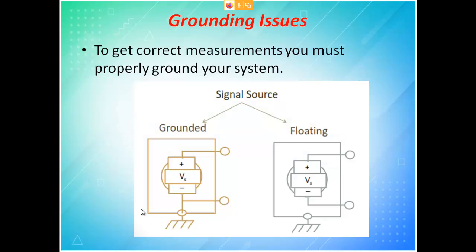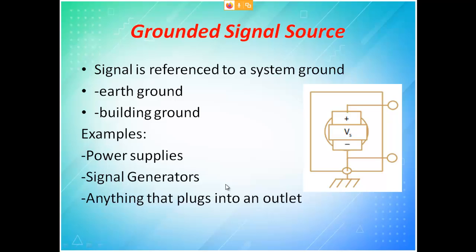Now, grounding issues. You can see here, this is properly grounded and this is called a floating ground. Your signal ground and your ground are different. This is a different ground and this is a different ground, so it becomes floating. Floating will always have some issues like circulating paths, and that will create noise.